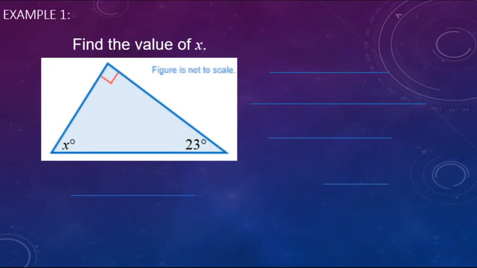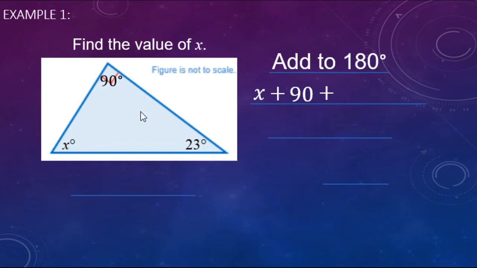So looking at an example here, we're going to find the value of this angle. We're going to take all 3 angles and add them to equal 180 degrees. So we'll start with this first angle, we'll just call it angle X, and we're going to add to that this angle here, which is a right angle, perpendicular, 90 degrees. So X plus 90, and then plus the last angle there, which is 23 degrees, and that's going to equal 180 degrees.